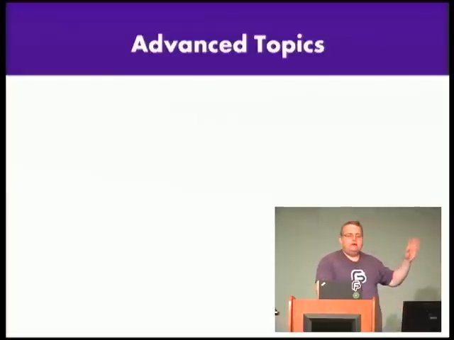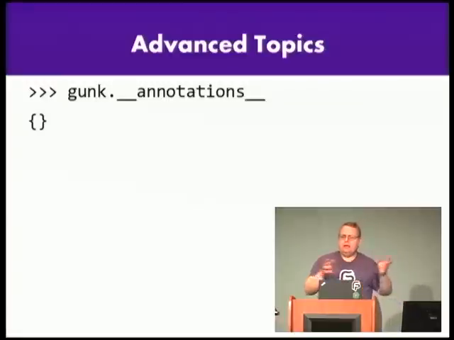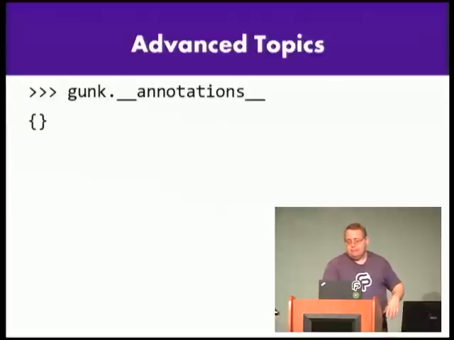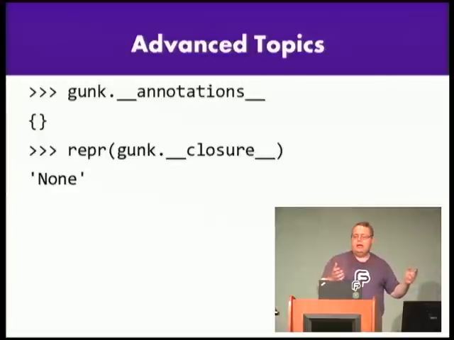So finally, there are 4 fields that I'm just going to touch on in this slide. I'm going to move on. Annotations, so the Python 3 parameter annotations and the function annotation itself. Those would live in here if it had any. It doesn't, so it's an empty dict. If gunk was a closure, this would be some significant piece of data. Gunk is not a closure, so this was none.